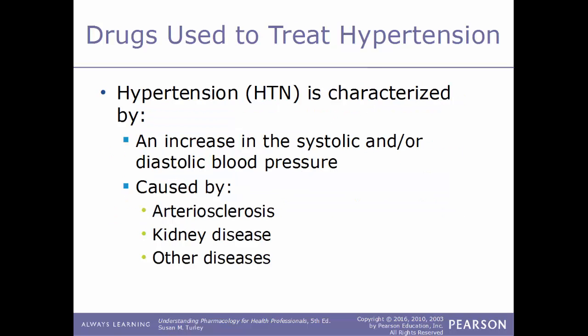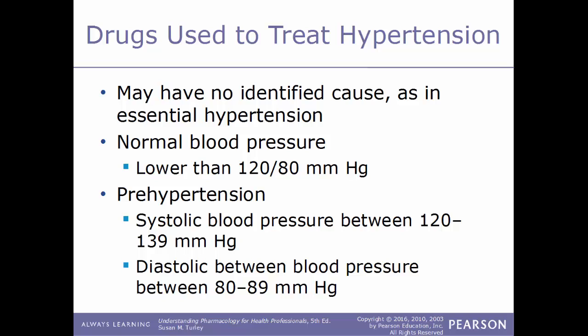First, we'll start off with drugs that are used to treat hypertension. Hypertension, which is usually abbreviated HTN, is characterized by an increase in the systolic pressure or an increase in the diastolic pressure. And this can be caused by several things, including arterial sclerosis, kidney disease, and any number of other kinds of diseases. Now, hypertension may also have no identified cause, such as in essential hypertension. Normal blood pressure should be lower than 120/80 millimeters of mercury. So getting higher than this is what is hypertension.